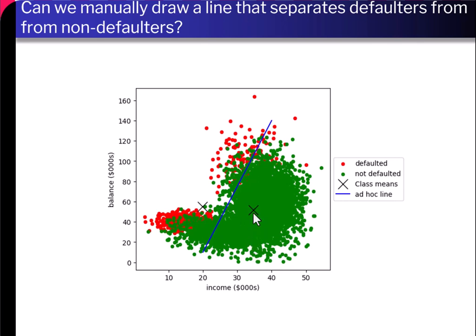Just roughly take a look at this green group. So the income of green group seems to be somewhere around $35,000, and the income of the red group seems to be somewhere around $21,000. Similarly, the balance of red group seems to be somewhere around 55. The balance of the green group seems to be a little less, maybe 54 or 53.